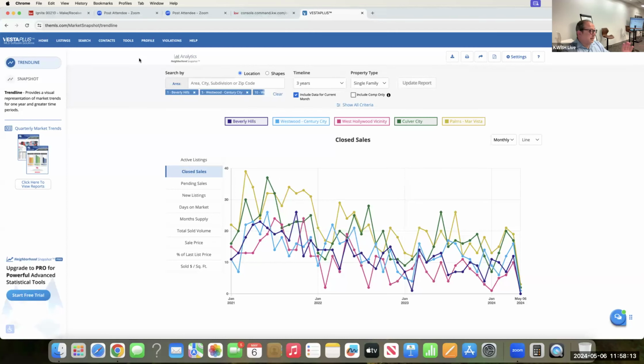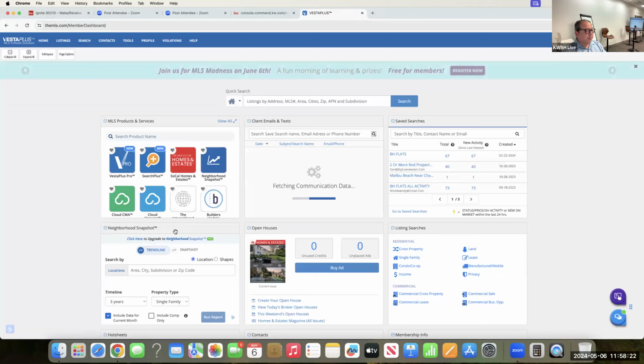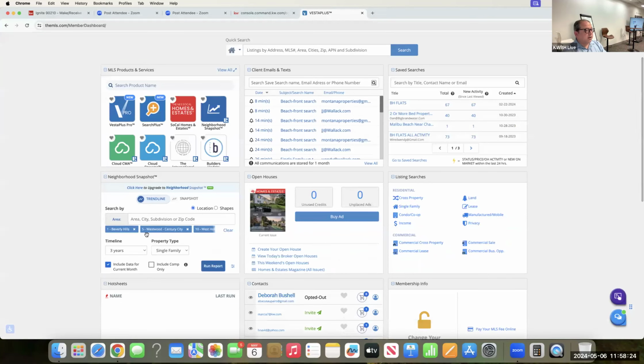Any questions on that? This is something a lot of agents do not do with their listing presentation, which is market stats. From the MLS homepage, go to the neighborhood snapshot and do market stats on the area. You can search by zip code or by area. It's important that a seller knows what's going on, not just comps, but in general in the area.